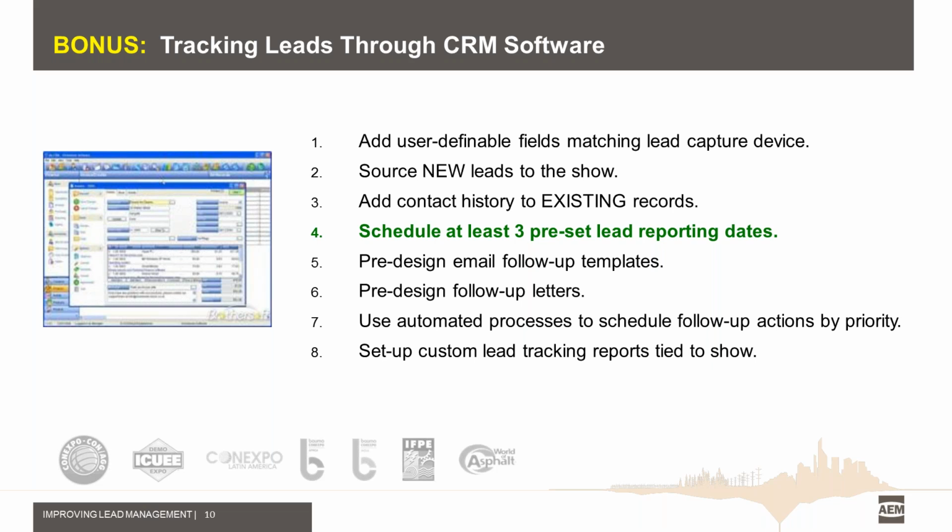Number 4 is a really big one to close the loop on your leads. Schedule 3 preset lead reporting dates in the CRM after the show. It might be 30 days, 60 days, 90. It might be 45 days, 90 days, 180 days. Consider the length of your sales cycle and consider the frequency of the show in terms of how many lead reporting dates.